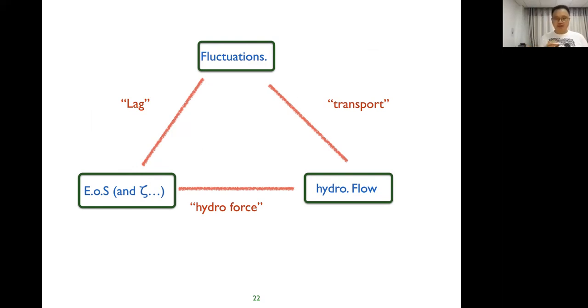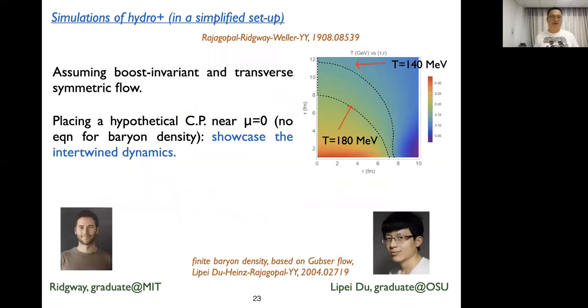I will skip these slides and just mention that eventually in this series we want to imagine expanding systems. There is a fluctuation, but the fluctuation is falling behind because of the off-equilibrium. On the other hand, because the system is out of equilibrium, the equation of state changes, and this in turn changes the hydrodynamic force, which is acting on the hydrodynamic flow. Finally, because you have non-trivial hydrodynamic flow, you will also transport the fluctuations. As I said, the ultimate goal of Hydro+ is to use this as a quantitative tool to study the dynamics near the QCD critical point.